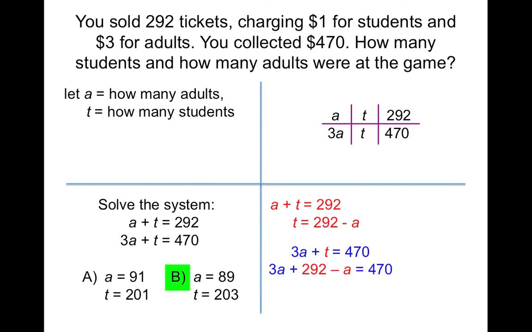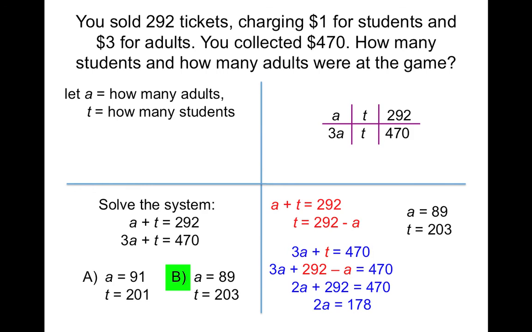Now it's a matter of combining like terms. 3a minus a is 2a, subtracting 292 from both sides, and then dividing by 2. We know we sold 89 adult tickets. Since the adult and student tickets must add up to 292, we know that we sold 203 student tickets. This is what the problem was asking us to find, so we're all done.